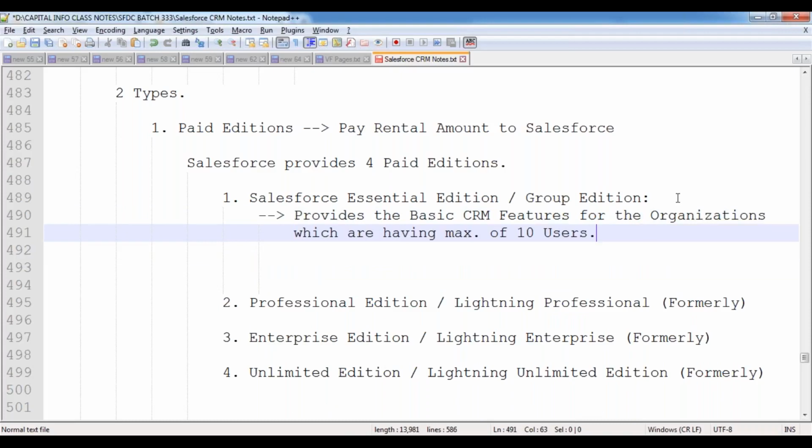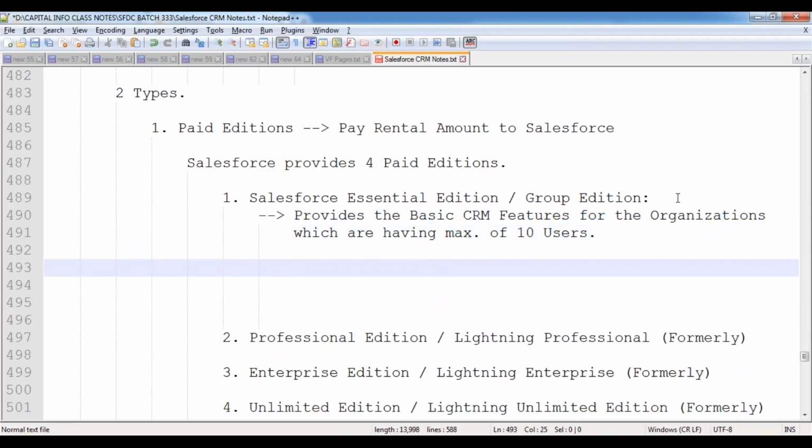Basically, this edition has been designed by Salesforce for small organizations or startup organizations which have a maximum of 10 users who can access this account. So this edition allows access only to the basic CRM functionalities. That means, in order to automate your customers' information, only whatever basic features are required will be available as part of this edition.